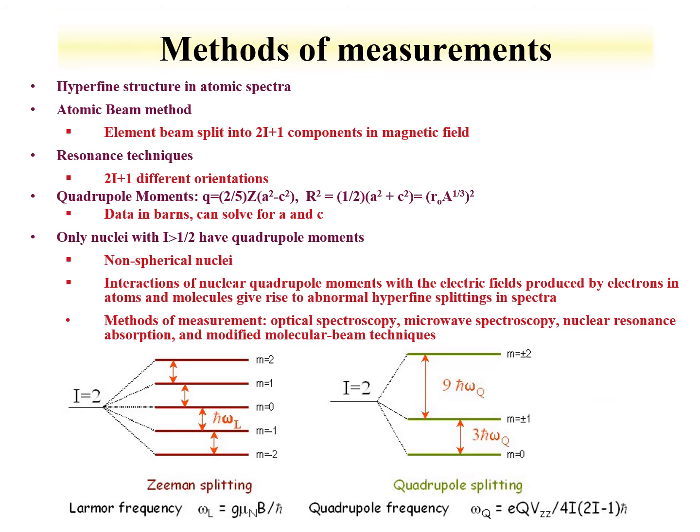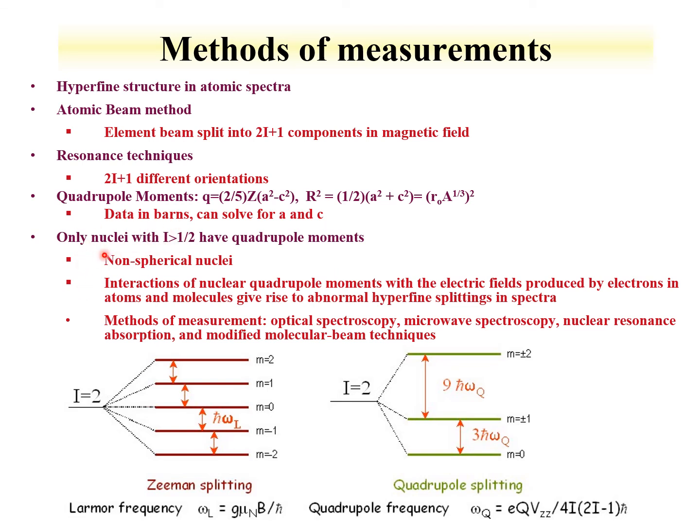Methods for measuring the magnetic property of nuclei. You may have seen this in other courses. There's an atomic beam method: you split an element beam into 2I+1 components in the magnetic field, which gives you information on your magnetic properties. You can do resonance techniques. Quadrupole moments can be used.